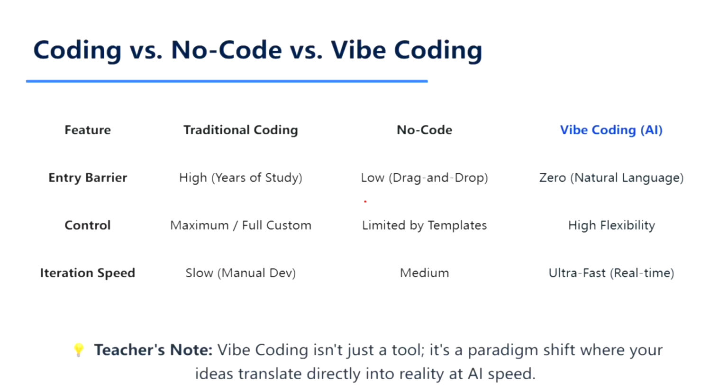Traditional coding offers the most control, but as we know, the barrier is high and the speed can be slow because you're manually managing every line of logic. No-code improved the speed with drag and drop, but it often traps you within the limits of pre-built templates. Vibe coding is the game changer here. It brings the barrier to near zero while maintaining high flexibility. Because you are communicating intent to an AI, your iteration speed becomes ultra-fast.